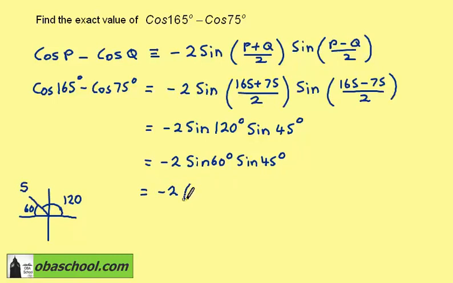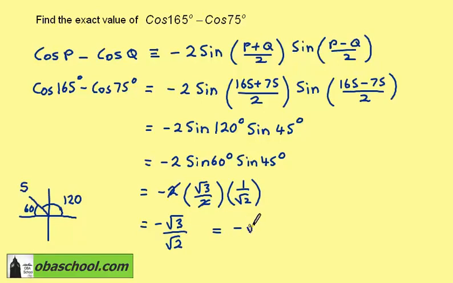This is minus 2. Sine 60 is root 3 over 2, and sine 45 is 1 over root 2. What remains is to tidy. The 2's cancel, so we get minus root 3 over root 2, and multiplying top and bottom by root 2 gives us minus root 6. Root 3 times root 2 is root 6, divided by 2.